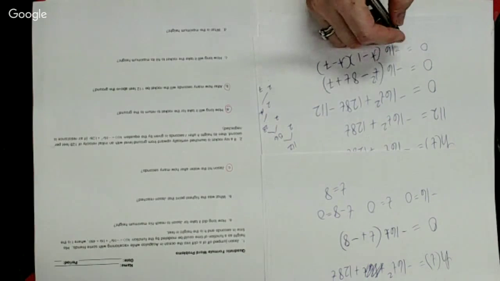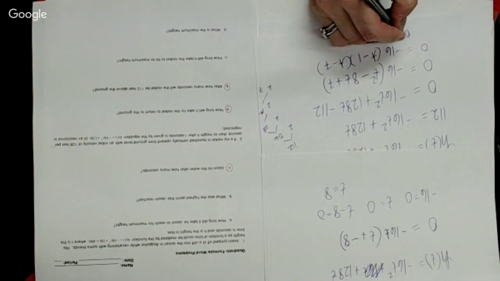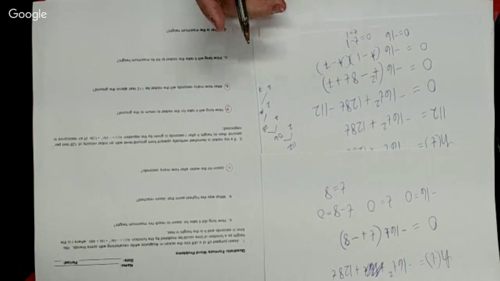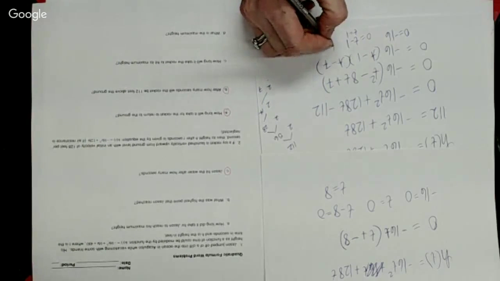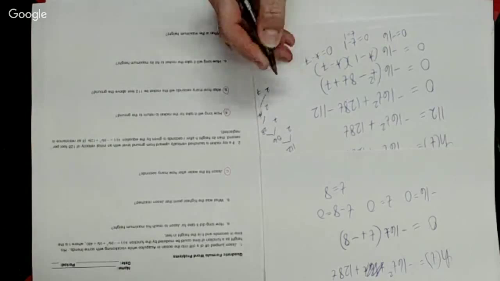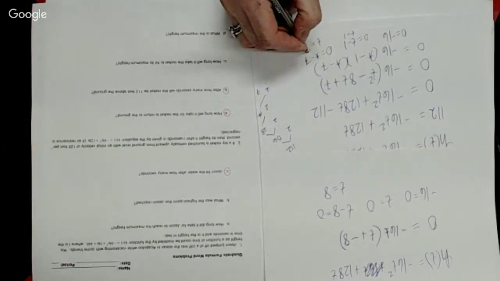Now we're ready to do the either 0 equals negative 16. It's not. 0 is t minus 1. If that were the case, then t would be 1. That feels good. Or 0 is t minus 7, and if that's the case, then t is 7.